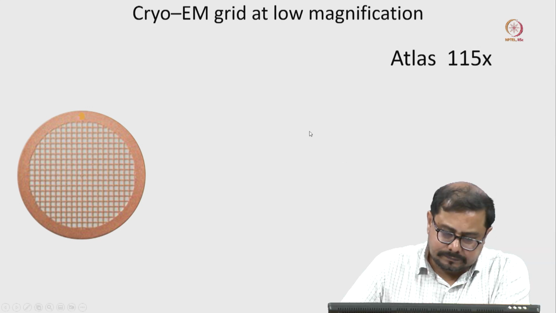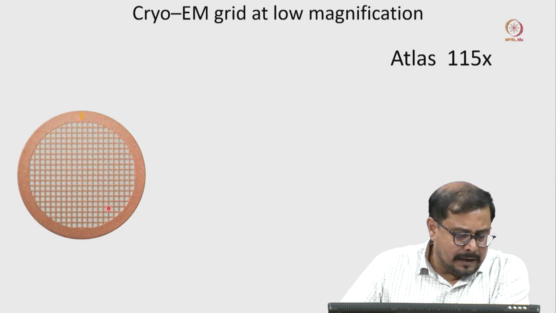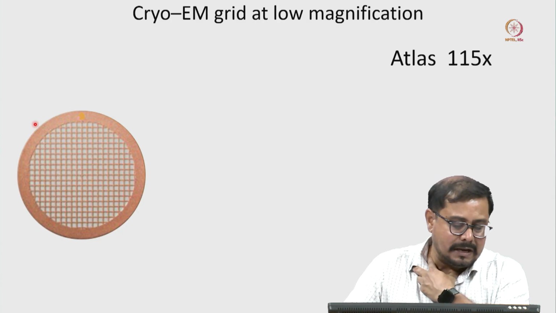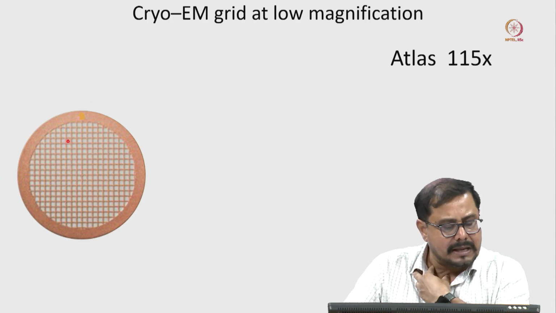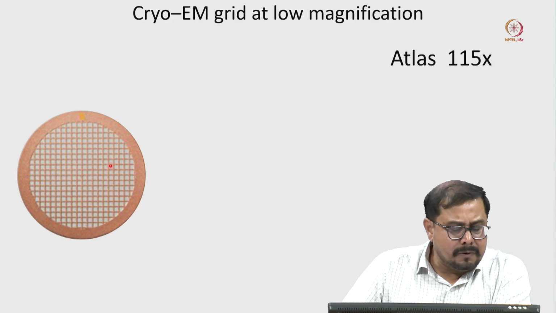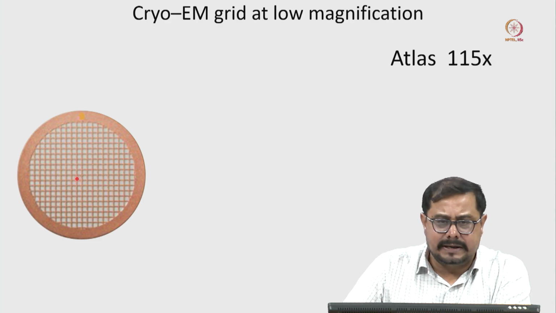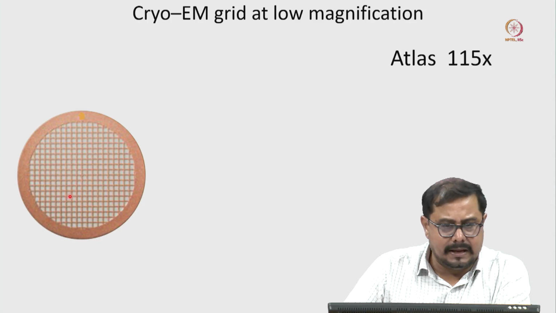So here I am showing you the same TEM grid, a cryo-EM grid, and this is a frozen cryo-EM grid. If you look at this frozen cryo-EM grid, we can see the individual squares. If you are looking at this particular grid in TEM at room temperature, probably you can see each and every individual square, there will be no problem.